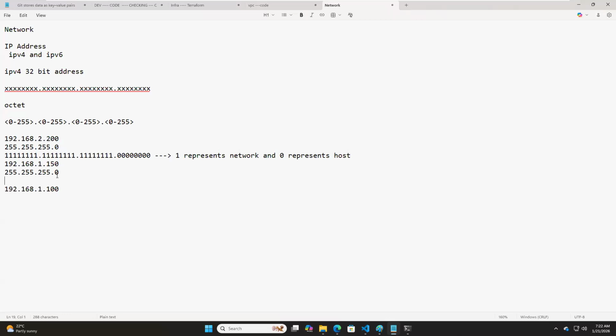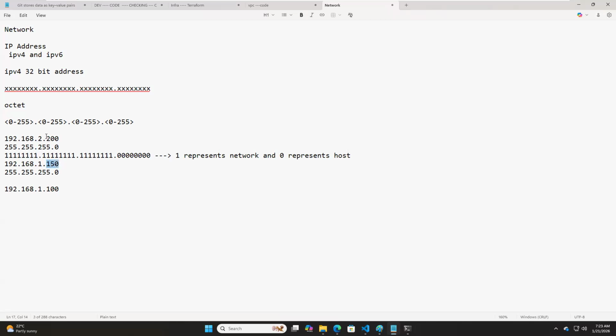It will be a different network. They will be in different networks. So how are we going to say that? If you see the first 2 octets, they are the same. But the third octet that you are seeing here is a different number. Here you have 2, and here you have 1, which means the network octets are different. So that's why these belong to different networks.